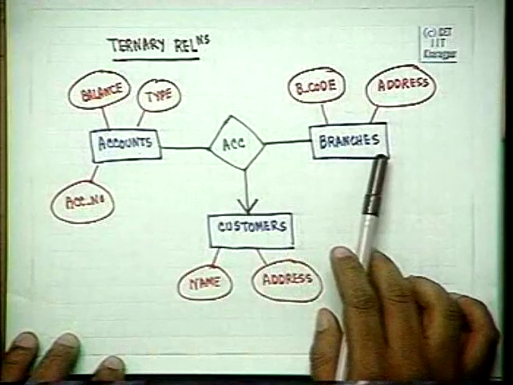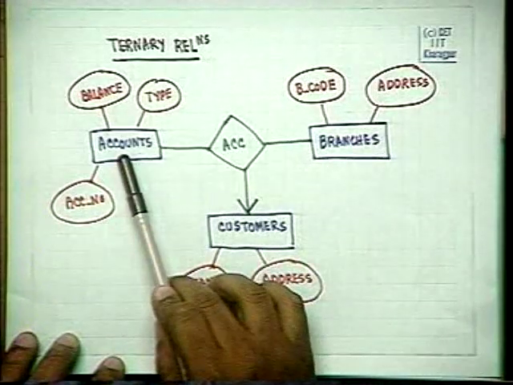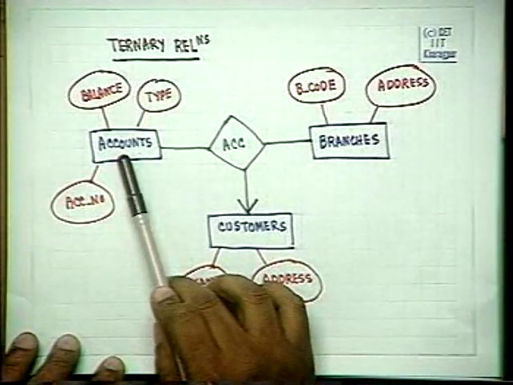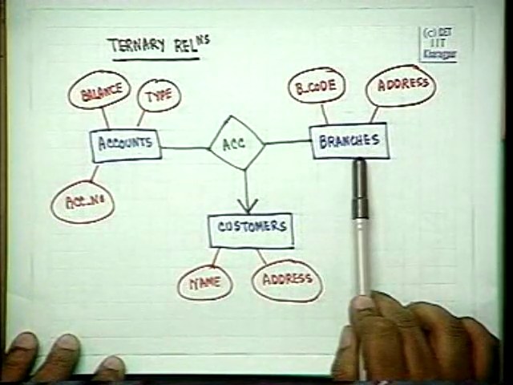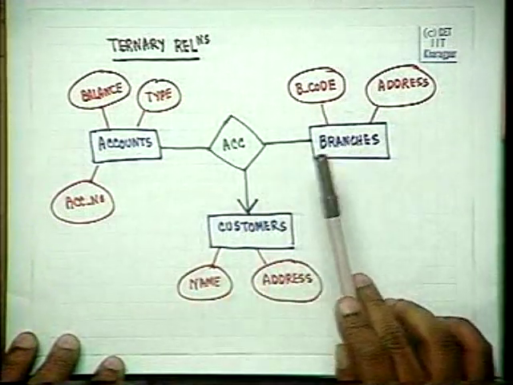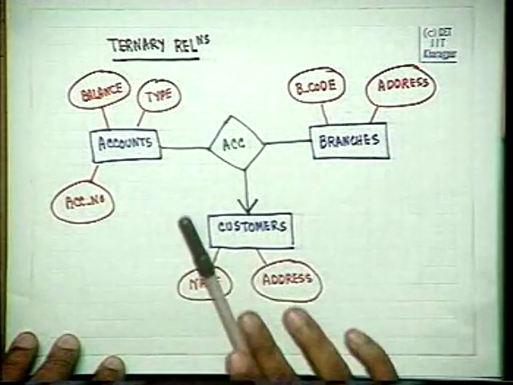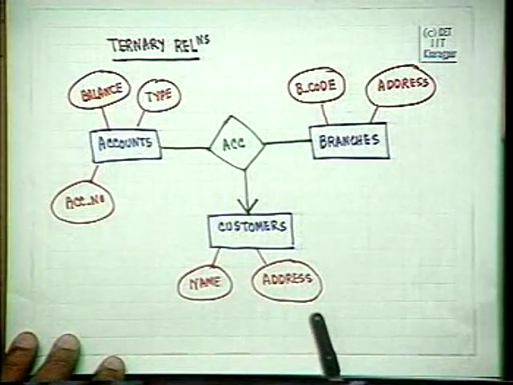Next we come to, and this is true in all the other cases. When I have separated out accounts and branches, it means that an account may have no branch or a branch may have no account. An account may not be associated with a branch and a branch may not be associated with an account if I separate it out.